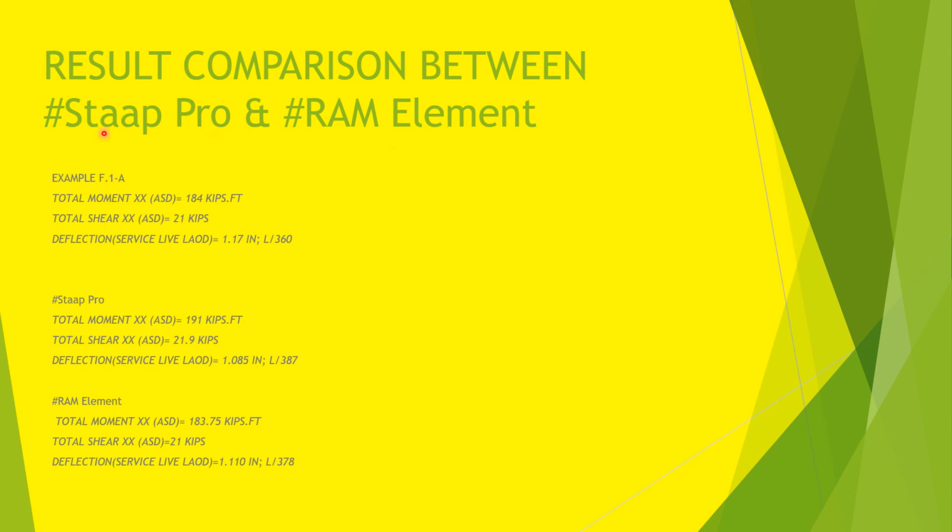The resulting comparison between the two examples and the design example F.1-1A. As you can see, the total moment is 184, the moment in Staad Pro is 191, and the moment in RAM Element is 183.75. Shear value is almost the same. Little difference in deflections that needs to be taken care of.